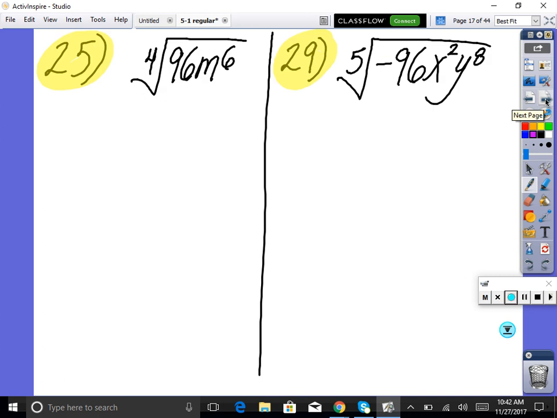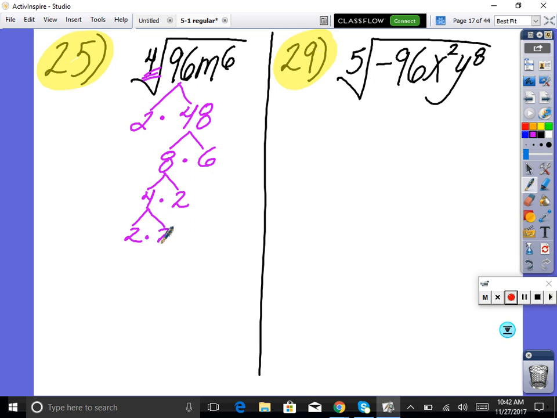Okay, let's get 25. Now notice this is groups of 4. They cannot leave the house unless there's 4 of them. 96 breaks down into 2 and 48, you said? Sure, we could use those. And then that breaks down into 8 times 6, am I right? 8 breaks down into 4 times 2. 4 breaks down into 2 times 2. 6 breaks down into 2 times 3. Now, guys, look how much potential there is for double dipping, I call it.